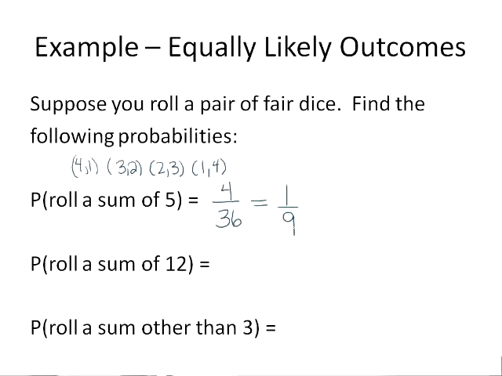What about the probability for rolling a sum of 12? Once again, we have a total of 36, but there's only one outcome that has a sum of 12. That's the 6-6 combination. So the probability will be 1 divided by 36.